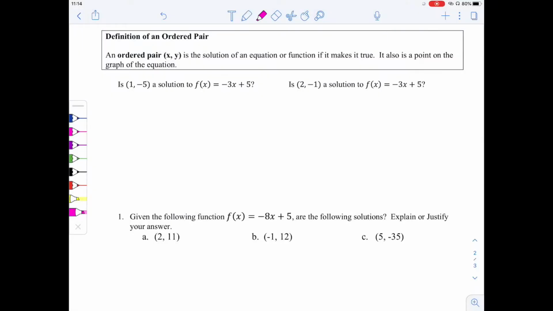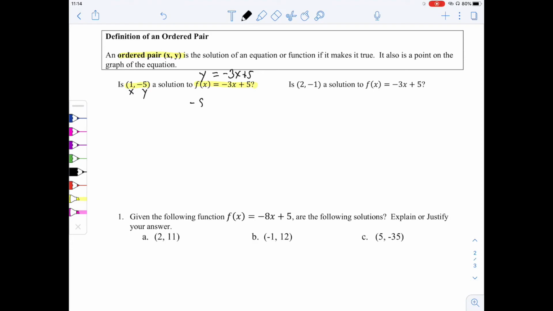Okay, an ordered pair, x, y, is a solution of an equation or function if it makes it true. It also is a point on the graph of the function when we actually graph it out. So is (1, -5) a solution to this function right here? Again, we're given the x, we're given the y, and any function f of x, you treat it like a y. Right? So y equals -3x plus 5, and then we can substitute our numbers.